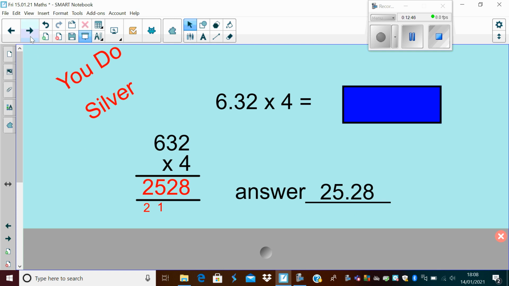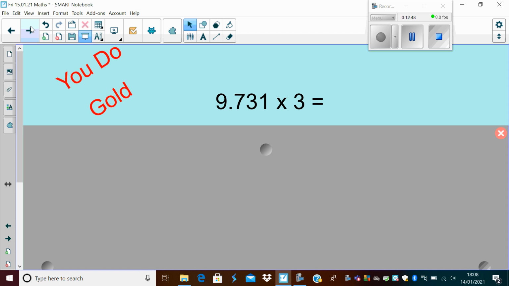And finally, by the way, bronzes and silvers, if you want to ignore this question, go straight on to your questions. They're on a Word document with today's date on, bronze, silver, gold, and challenge. But if you'd like to have a go at the gold, we've got 3 decimal places. The only thing that changes is the very end of the question. So what's the first thing I'm going to do? In fact, pause now and have a go.